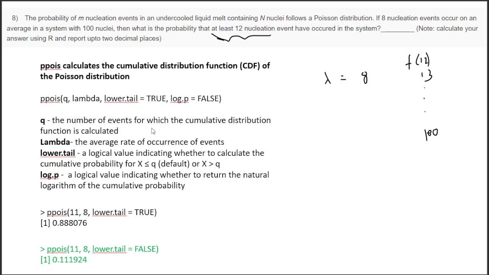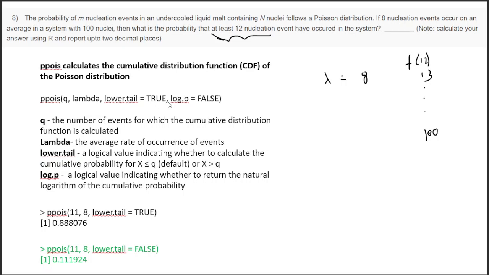Q is the number of events for which the cumulative distribution function has to be calculated. Then lambda is the rate at which the event occurs. Then lower.tail is the logical value indicating whether to calculate the cumulative probability of x less than a given value or more than it. Simply, the lower tail represents whether you want to calculate the CDF below the given Q or above the given Q.